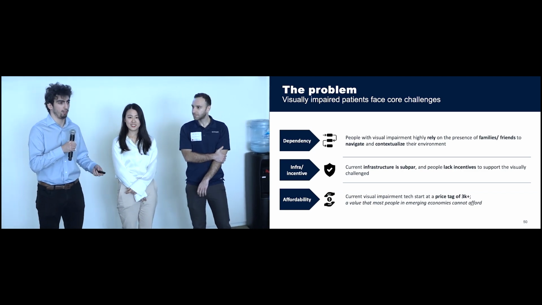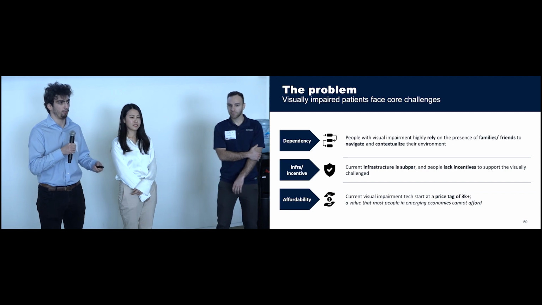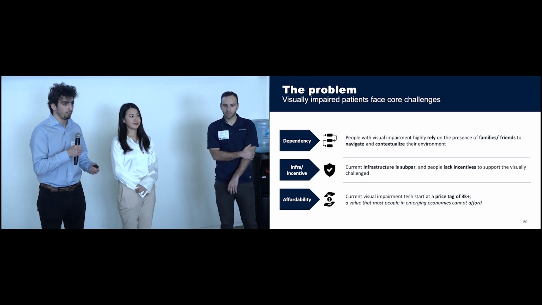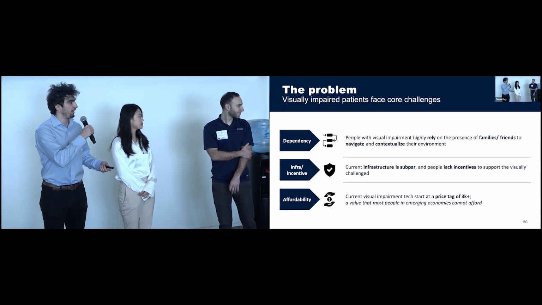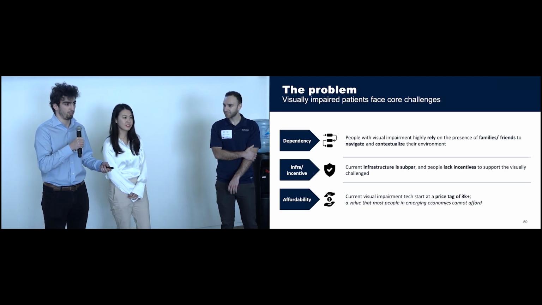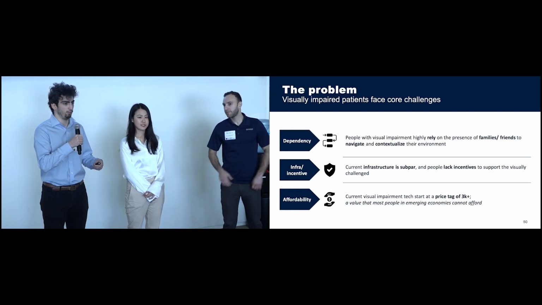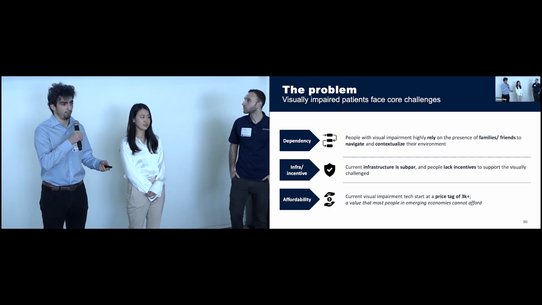But the problem that we're trying to solve is that there's insufficient technology for visually impaired people to operate in today's environment. Currently they rely a lot on family and friends. Today's infrastructure isn't really developed for their needs, and technological solutions cost upwards of $3,000, so it's pretty unaffordable for them.